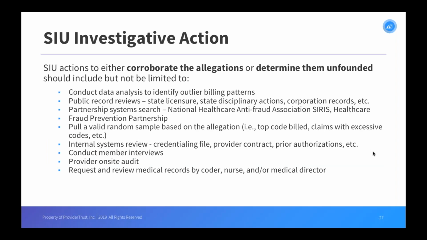And then based on that, the actual investigative action taken, right? So the SIU actions to either corroborate the allegations or determine them unfounded should include, but not be limited to, everything you see listed here. I'll read just a few. Conduct data analysis to identify outlier billing patterns, public record reviews, state licensure, state disciplinary actions, corporation records, etc., partnership system search, a fraud prevention partnership, pull a valid random sample based on the allegation, right? So a top code build, claims with excessive codes, things like that.